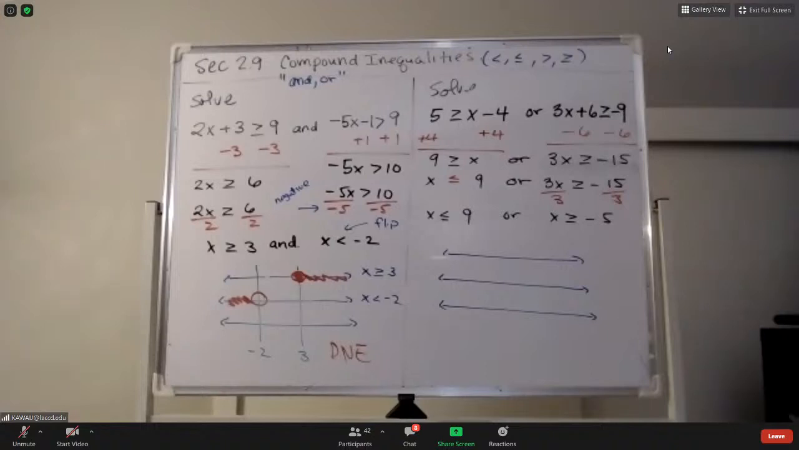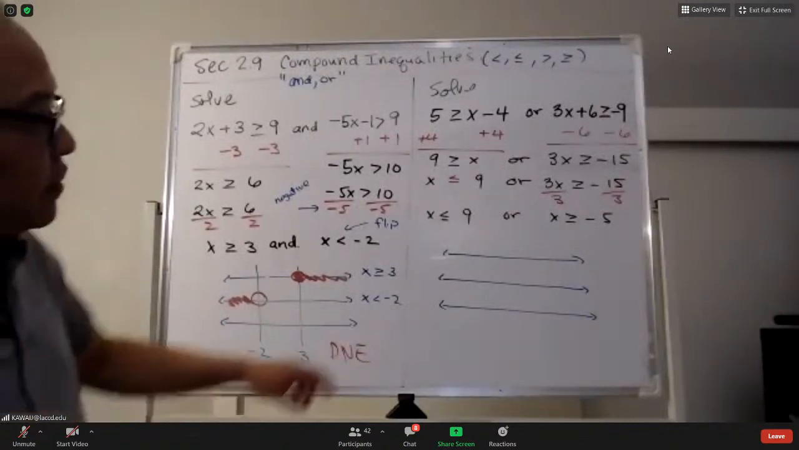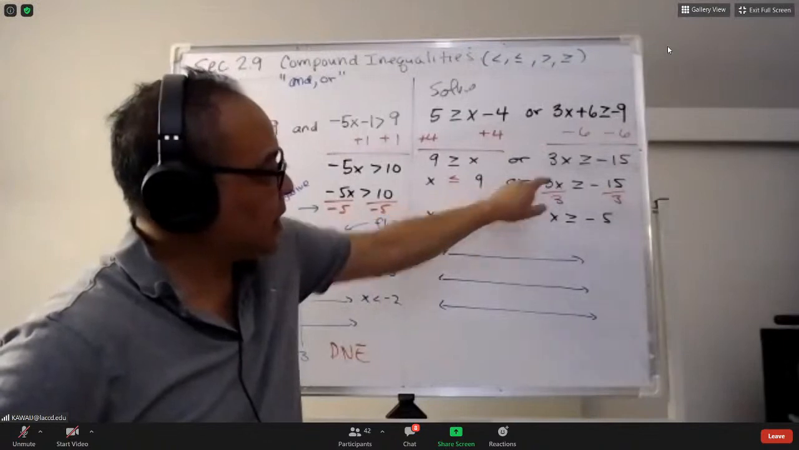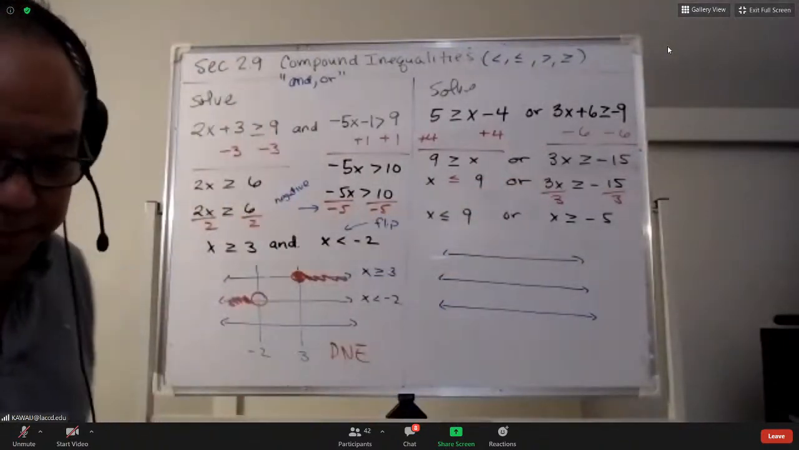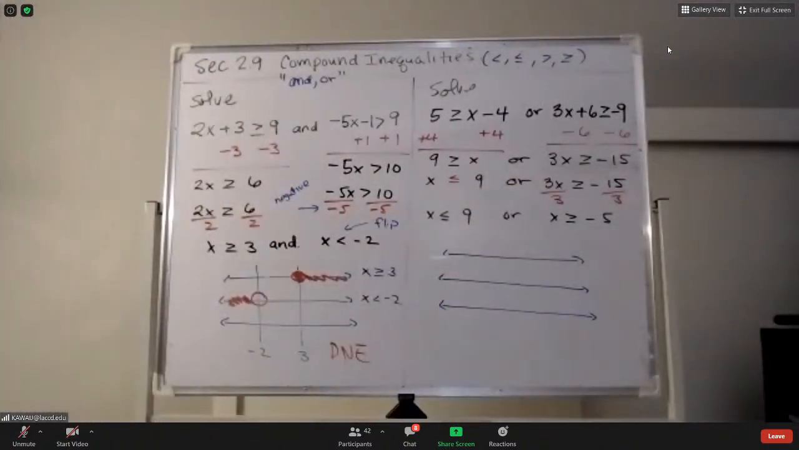Professor, so for 3x is greater than or equal to negative 15, the sign will only switch if the 3x is negative? Yeah. If that coefficient right here is negative, that's the only thing that makes it flip. Okay, thank you.